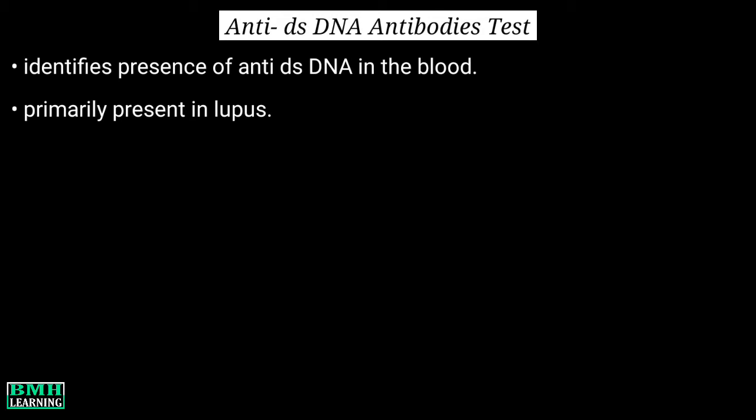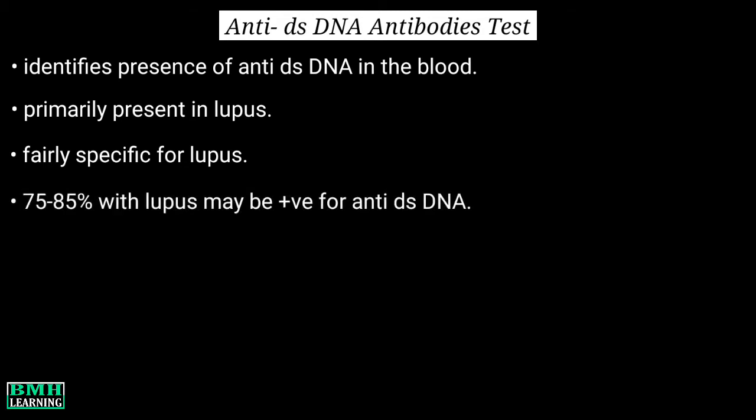The anti-dsDNA test is fairly specific for lupus. It's known that 75 to 85% of people with lupus may be positive for anti-dsDNA. That is, a negative anti-dsDNA does not rule out lupus.